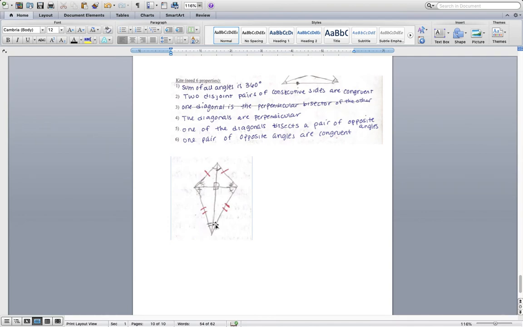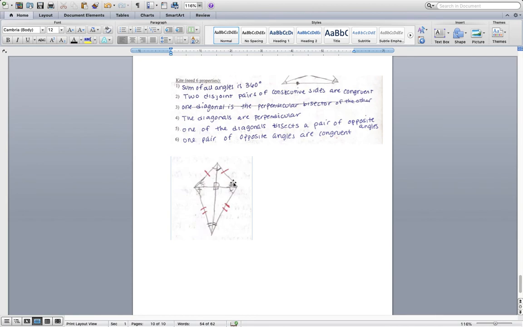And then number 6, one pair of opposite angles are congruent, okay? That means that this side over here, the left, is congruent to the entire right side. Those are congruent to each other. So when it's broken down, this bottom angle is congruent with this bottom angle, and this top angle is congruent with this top angle over here.